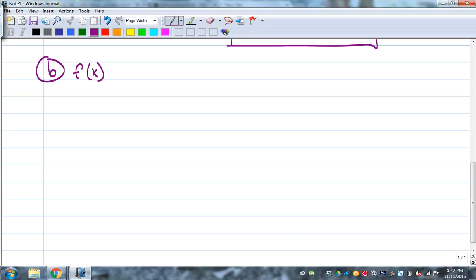Example B, f of x is equal to x squared, and then they tell us that x has got to be greater than or equal to 0. The reason they tell us that is because of the graph of the x squared function, which is quadratic, right? So its graph is a parabola. Normally it looks like that, right? What does the x greater than or equal to 0 do to it?